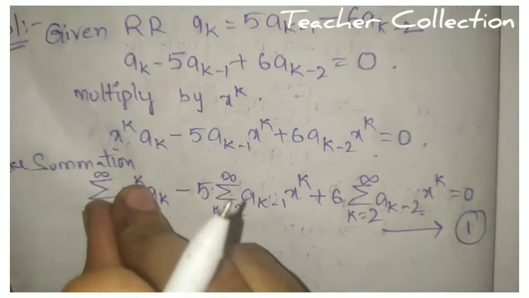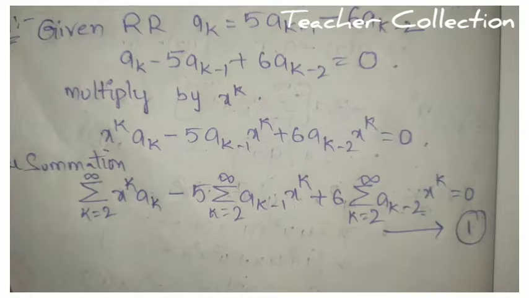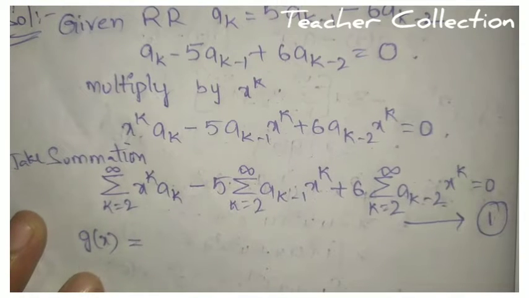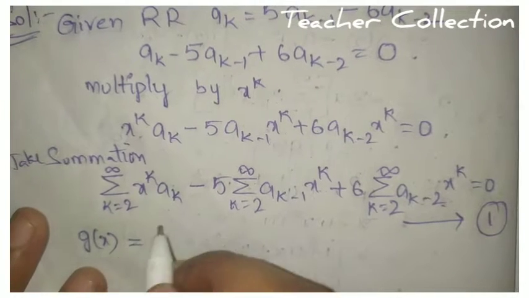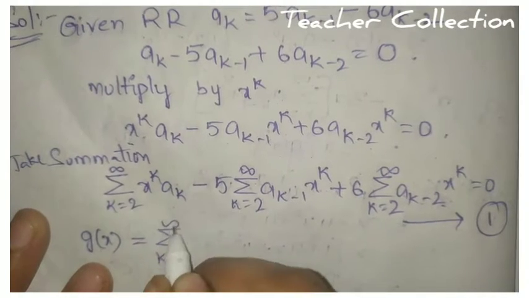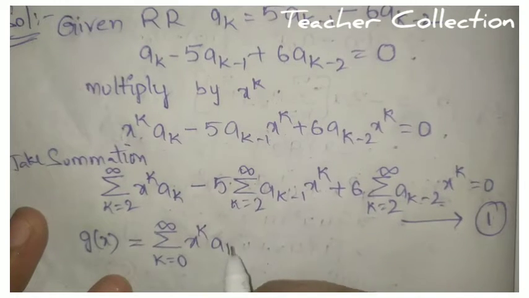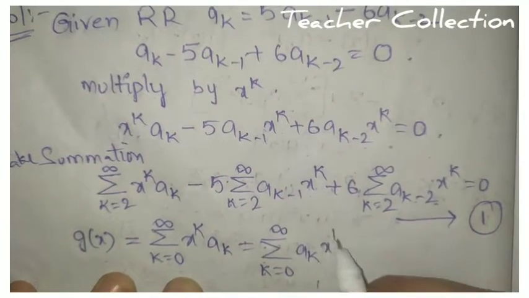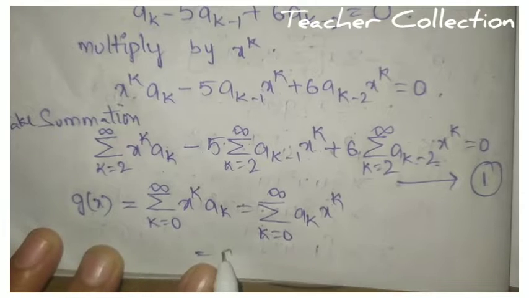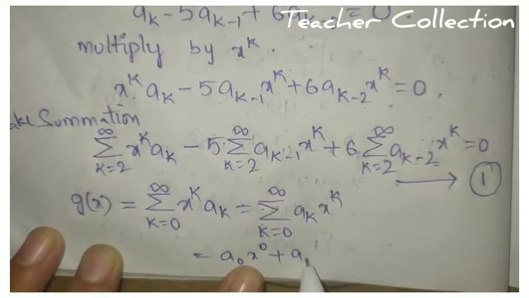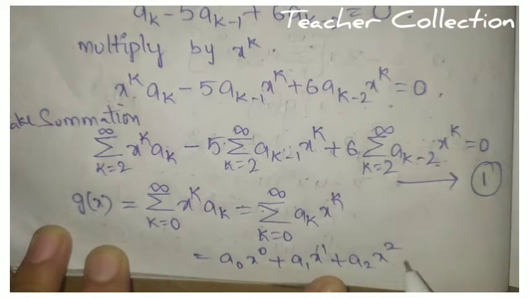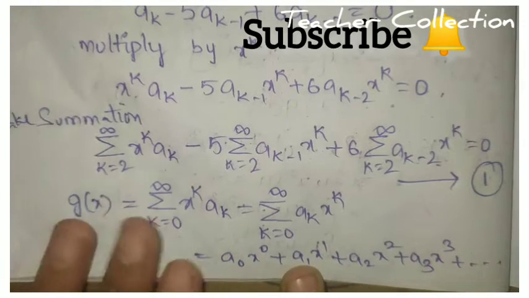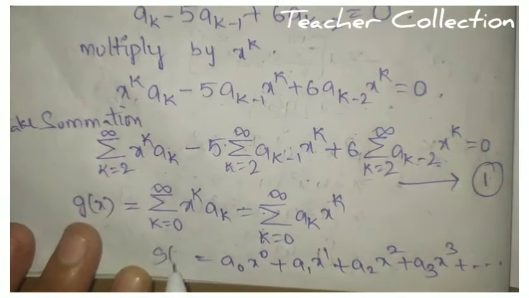Now I will take each of these terms and solve it. Before doing that, G(x) is a general generating function equation. G(x) = summation k = 0 to infinity a_k x^k. We will write it as a_0 x^0 + a_1 x^1 + a_2 x^2 + a_3 x^3 and so on. This is the general generating function equation, this is G(x).